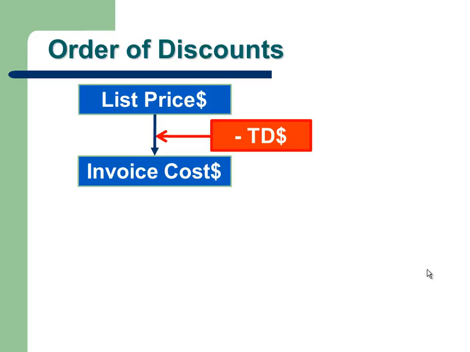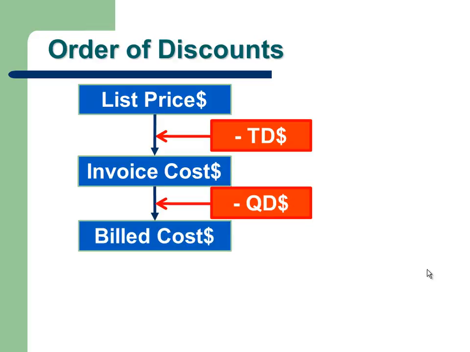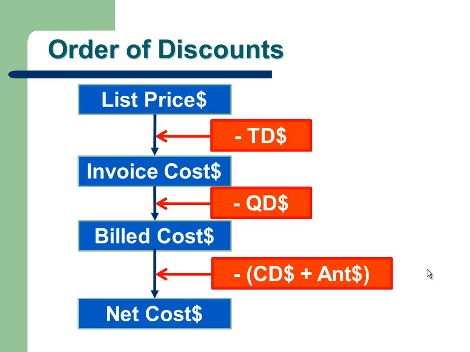Then from the invoice cost, if you meet a certain minimum order quantity criterion that is set by the vendor, you may get a quantity discount. Subtract the quantity discount off of the invoice cost, and what's left is what we call billed cost. And then, as we saw in the example on the previous slide, the cash discount dollars and anticipation dollars are subtracted from the billed cost to establish the actual net cost that you end up paying to the vendor, right?